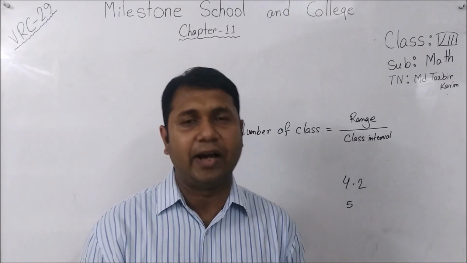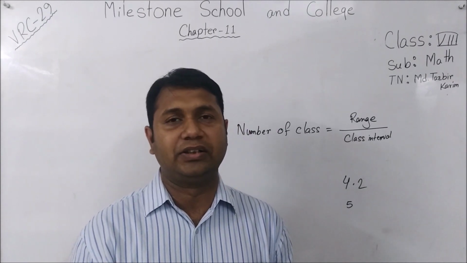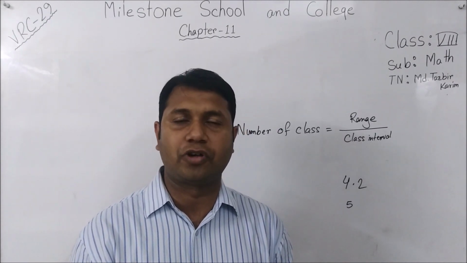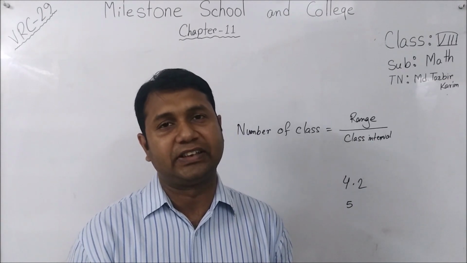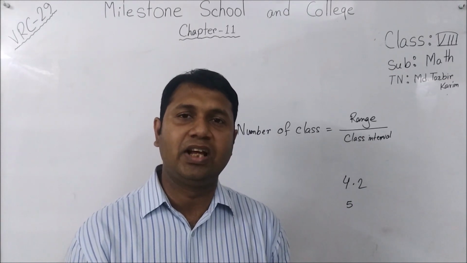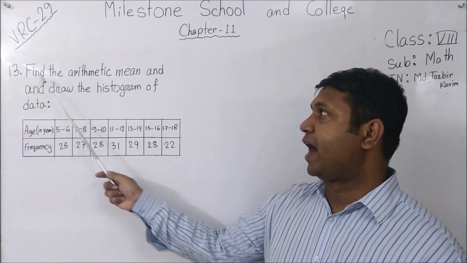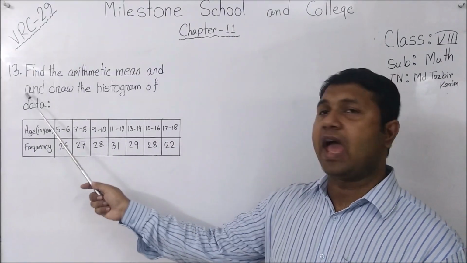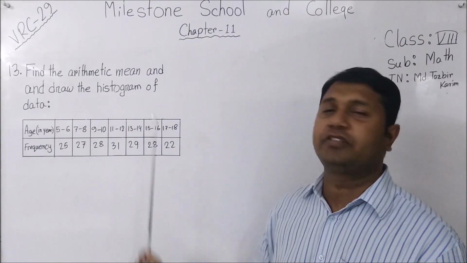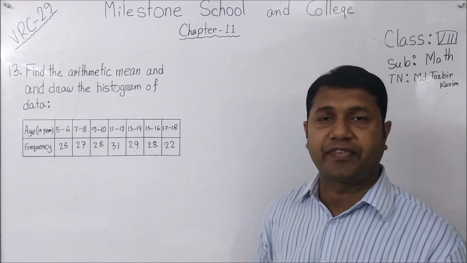Okay. So now we are going to start our today's topic. We are going to solve two questions of exercise 11, question number 13 and question number 16. Students, here is the question. Find the arithmetic mean and draw the histogram of the data. So this is the data that you can see.